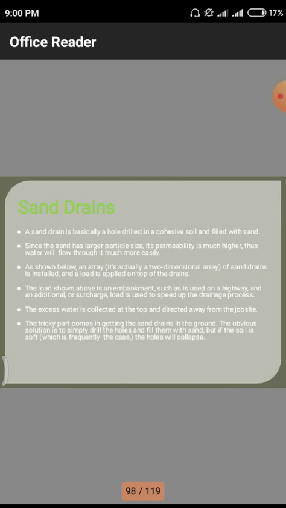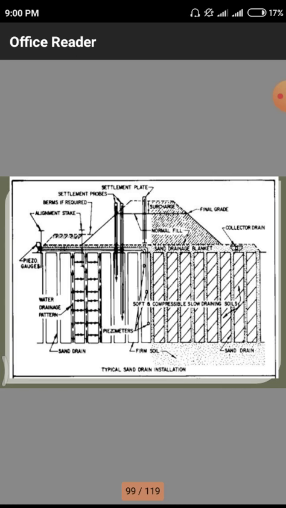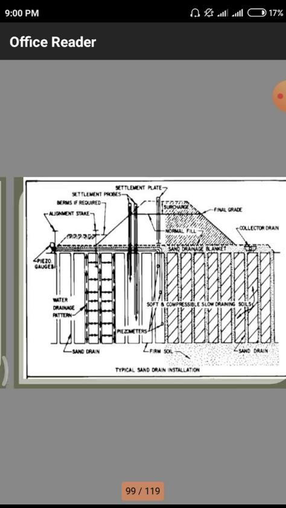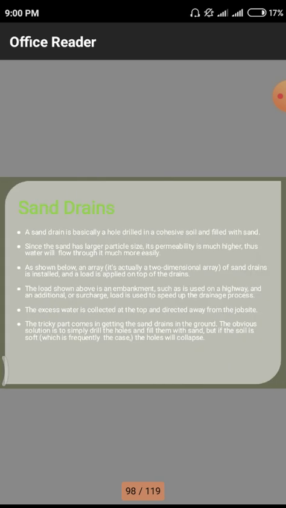Next, the excess water is collected from the top and directed away from the job site. Whatever water collects in the sand drains simply comes in the upward direction because of the surcharging load. The total water will be collected and drained using small canals maintained on the field itself. The excess water is collected on the top surface.